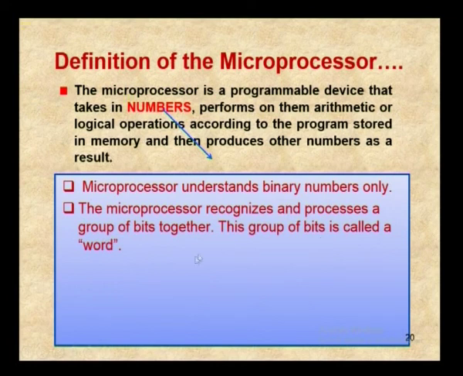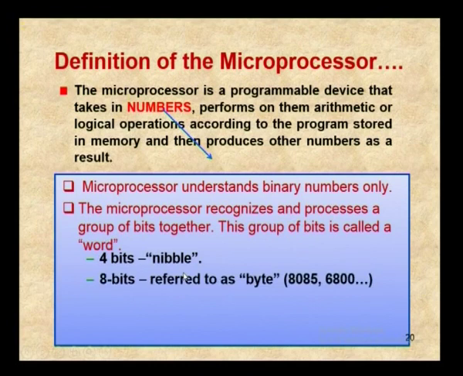So, this group is called a word. A group of 4 bits, that is, 4 ones and zeros in a group, is called a nibble, and 8 bits together is called a byte. The microprocessor you are going to study, 8085, of course, the other microprocessor 6800, and so on. So, 8085 is the processor we are going to study. They process numbers as a group of 8 bits, a byte.